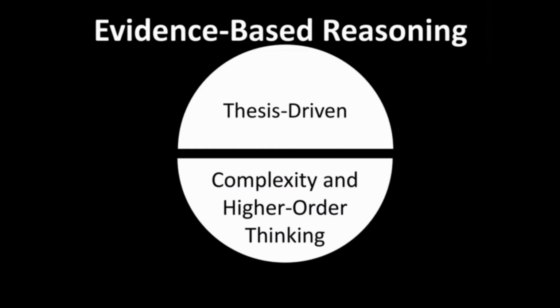Thus, we have these two characteristics of evidence-based reasoning. First thing, it is thesis-driven. That means that academic writing follows or begins with a perspective, an idea, a position, which is applied to a chosen topic of investigation, such as publishing, proving, or disproving solutions to the research questions posed for the topic.